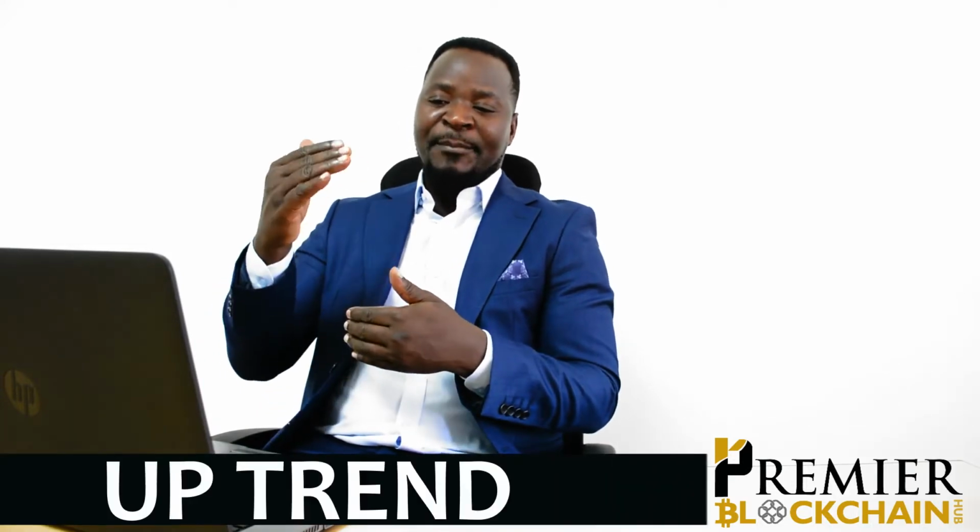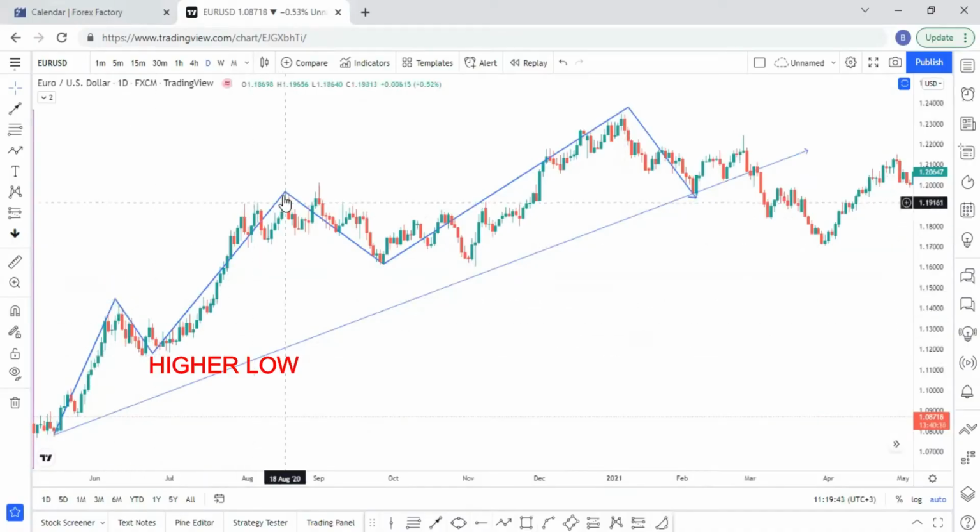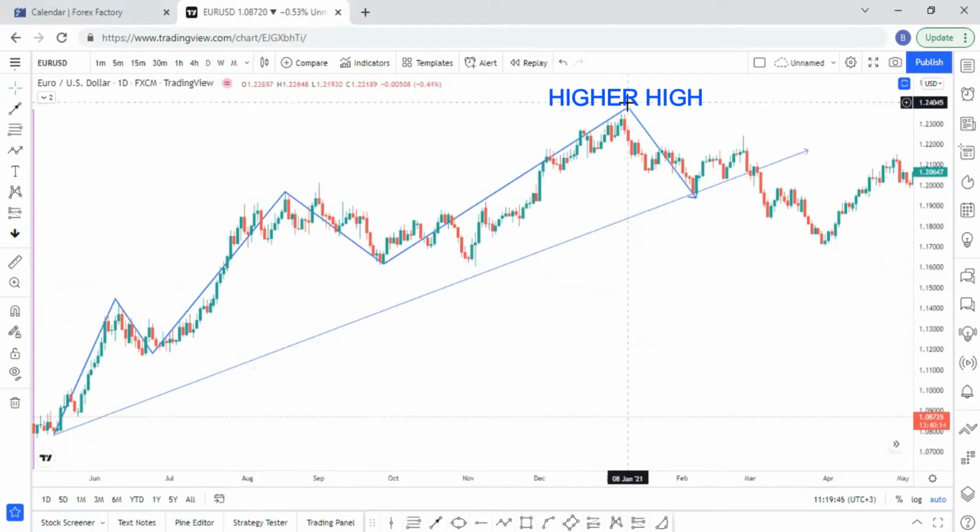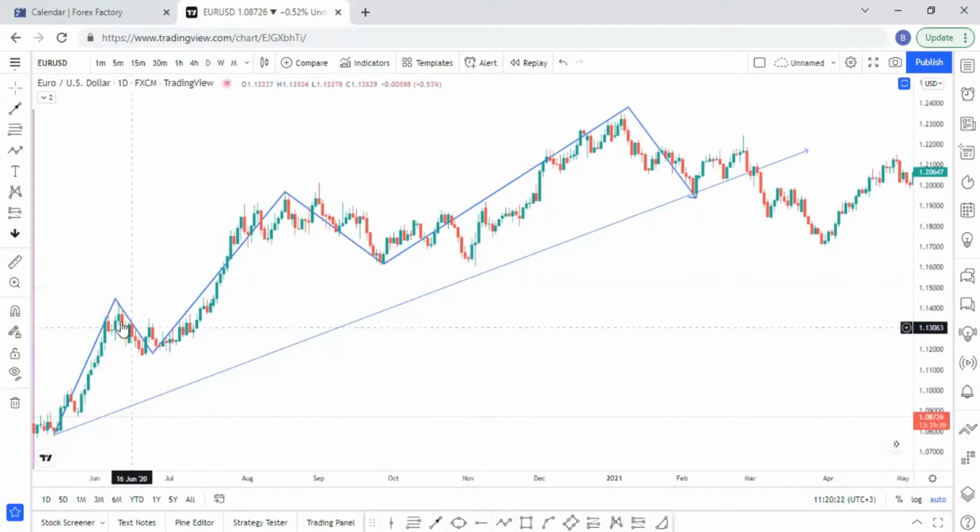So we have a series of higher highs and higher lows. When the market is making such moves, a series of higher highs and higher lows, then we call that an uptrend. The market is moving up, coming down, moving up, coming down, but generally the market is going upward. So this is a high, higher low, higher high, higher low, higher high, higher low. As you've seen, we are going up. Why is it called high? Because it's higher than where it started. So this is high because it's higher than the starting point.